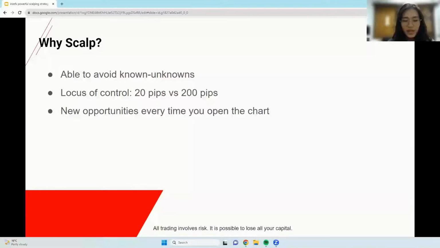Okay, and locus of control. Let's use weather forecast, for example. If there's a 1 hour forecast versus a 1 week forecast, you are likely to have more control over what's happening in the next 1 hour versus over the next 1 week. And new opportunities every time you open the chart. The market moves really fast on the M30 and H1, so there are new patterns every couple of hours.